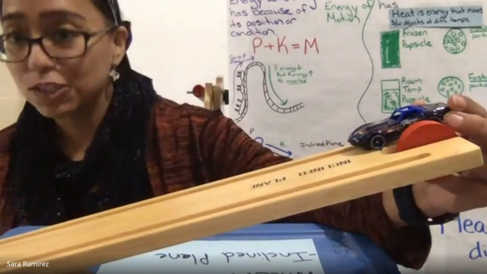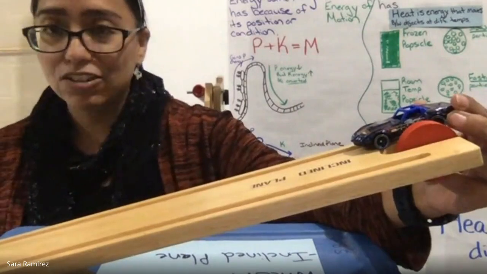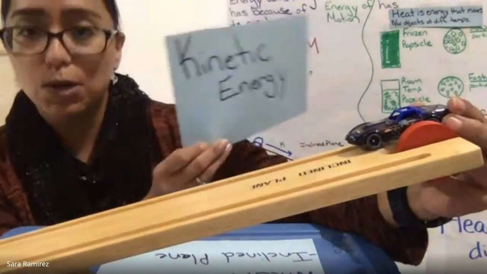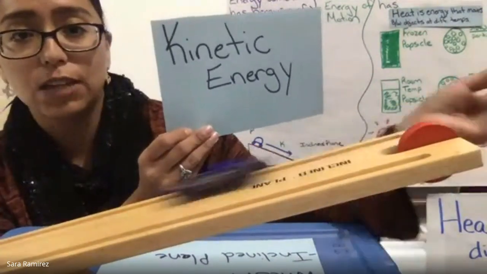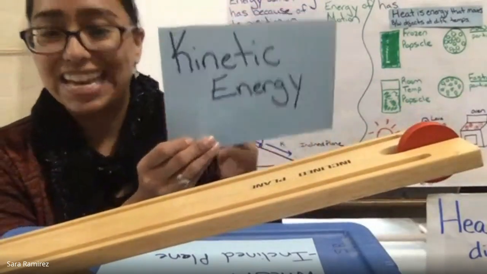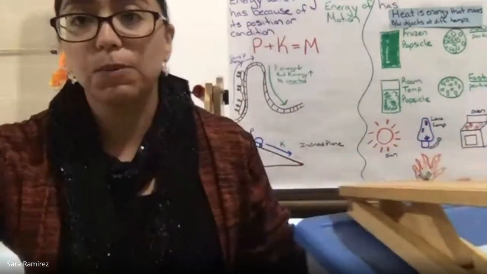Now, if I push it down the ramp, it's going to have kinetic energy. Kinetic energy is just the energy of motion. Whenever things move, they have kinetic energy. So I'm going to go ahead and push it down the ramp, and that represents the kinetic energy. Again, this was just an inclined plane. It's an example of a simple machine.